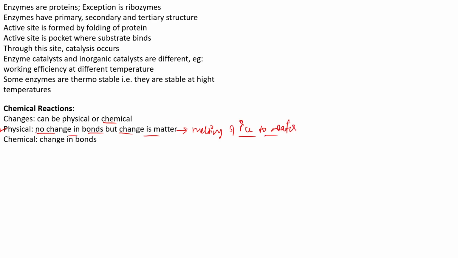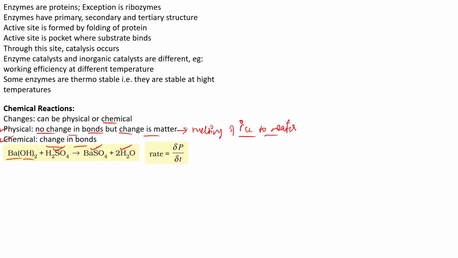But in the case of the chemical changes, there will be change in the bonds. Either the bonds are broken or the bonds are created. Now here we have an example for this, that is barium hydroxide reacts with H2SO4, that is sulfuric acid, to give us barium sulfate and water.